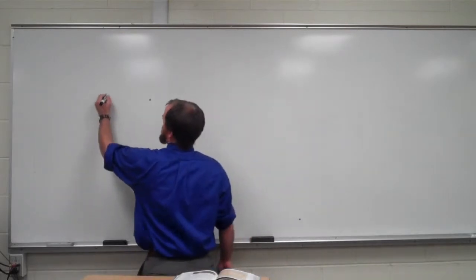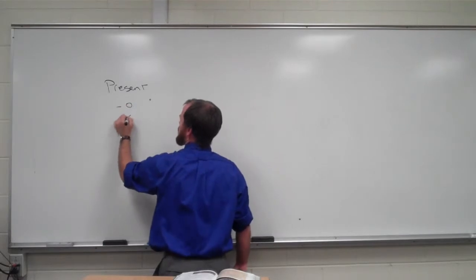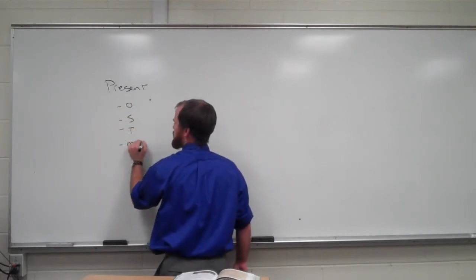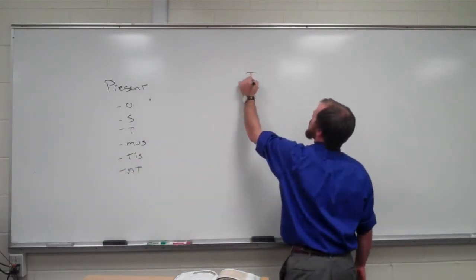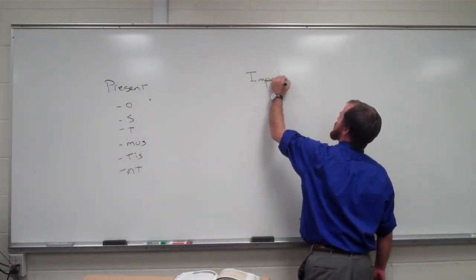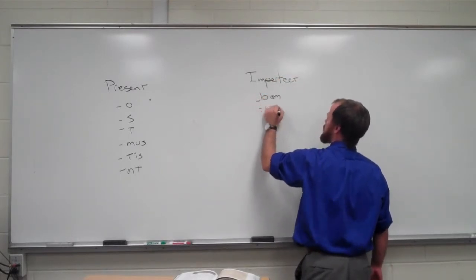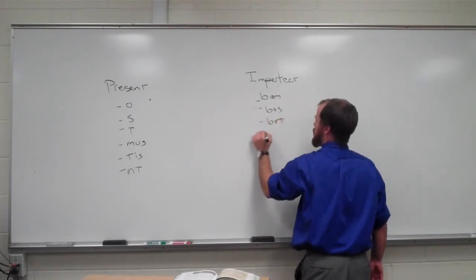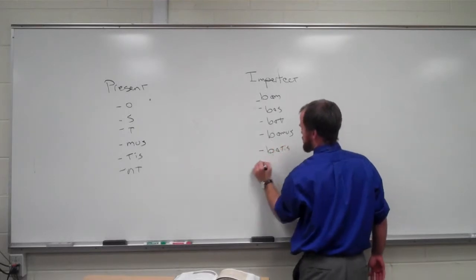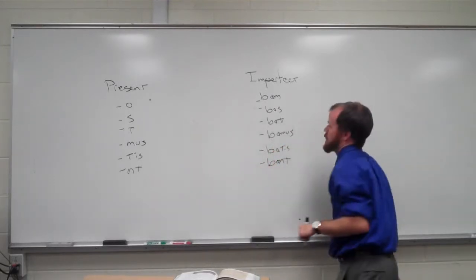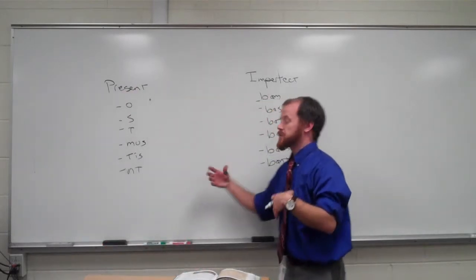So, the present tense endings are O, S, T, MUS, TIS, and NT. The imperfect endings are BOM, BOS, BOT, BOMUS, BOTIS, BONT. So these are all of our active endings. We've talked about that already in class, what active versus passive means.